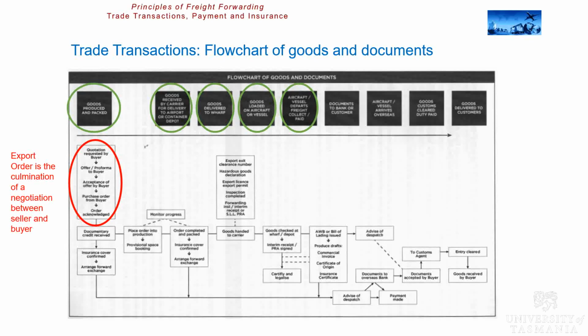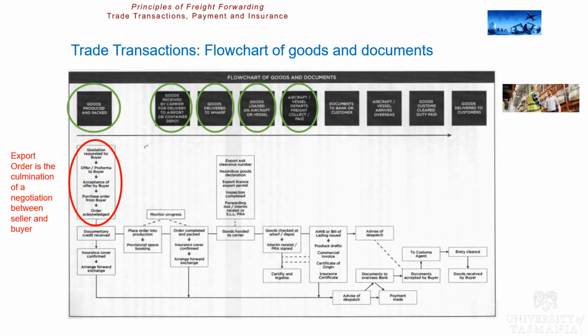So the first part of the lecture is going to focus on the export order. Now, in many ways, the export order is a culmination of a negotiation between the seller and the buyer over a variety of different terms and conditions that will dictate how the goods are moved from the seller to the buyer.